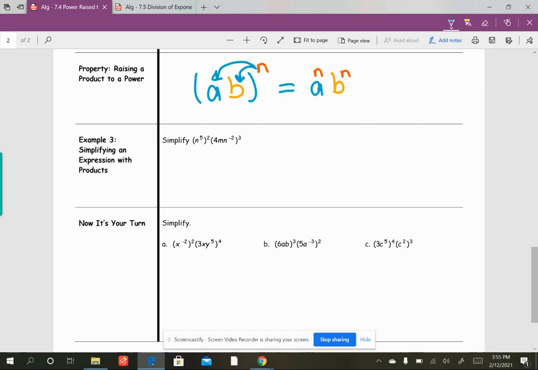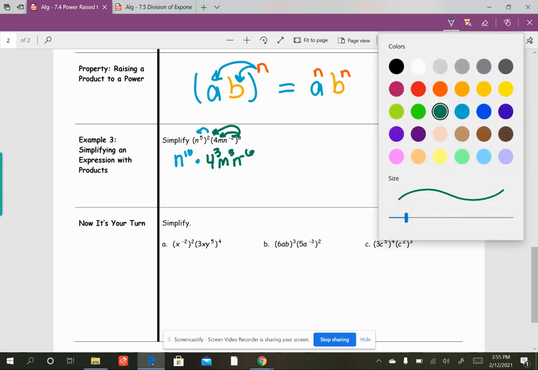So we're simplifying n to the 5th, squared, times 4mn to the negative 2, cubed. So we are going to distribute what is on the outside first. So bring that 2 inside to the first parentheses, and it becomes n to the 10th power. And then we're multiplying, and we're going to bring this 3 on the inside, distribute it. Ends up being 4 cubed, m cubed, n to the negative 6 power.